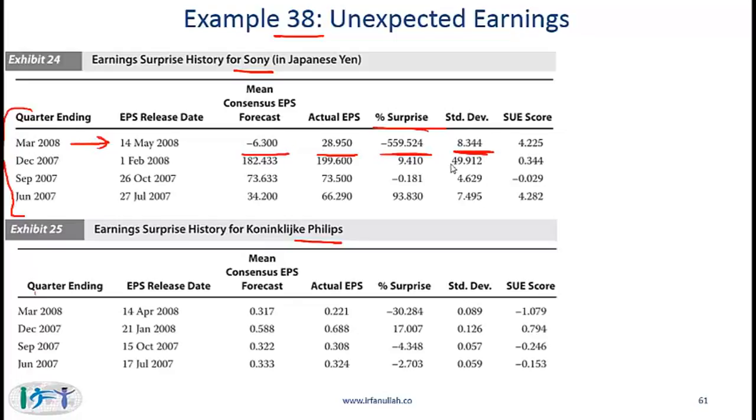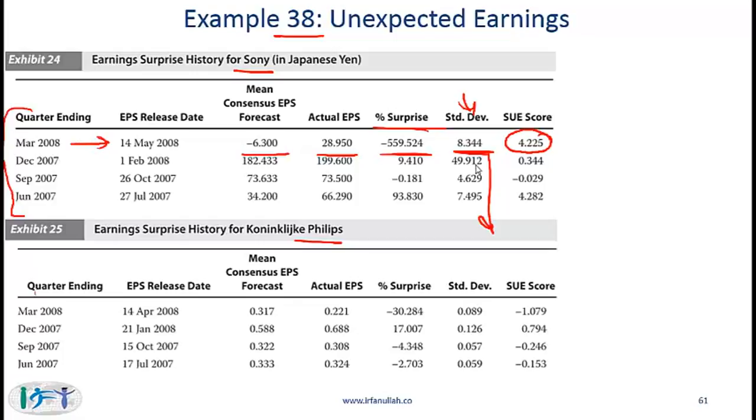What does this standard deviation of 8.34 mean? This is the standard deviation of earnings surprises in the past for that same company. All right, so a relatively high standard deviation number means that this company has a history of relatively high earnings surprises.